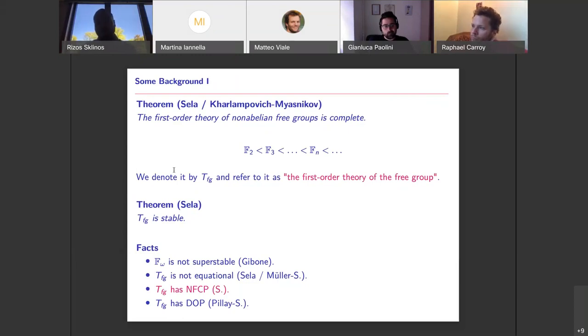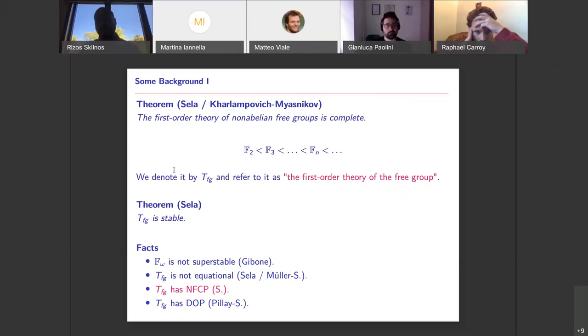Another property is called equationality, and here is an interesting story. That's why I add this bullet here. Sela first proved that TFG is not equational. So what is equationality? We call a formula phi(x,y) an equation if an arbitrary intersection of instances of this formula, where we plug some elements into the y's and take the intersection, is equivalent to a finite sub-intersection. When a formula has this property, it's called an equation. And a first order theory is equational if all formulas are a Boolean combination of equations.